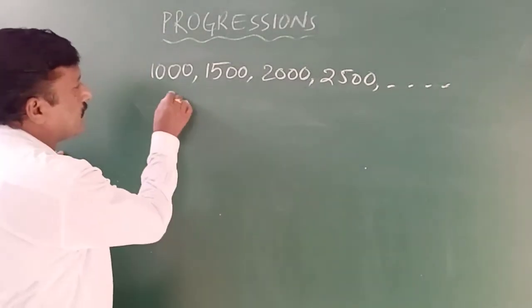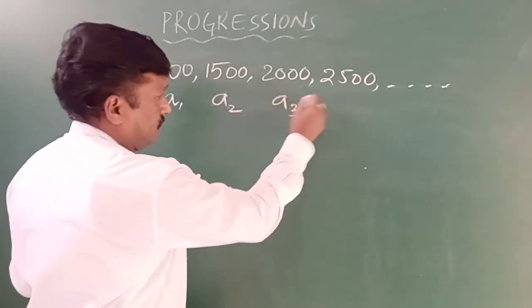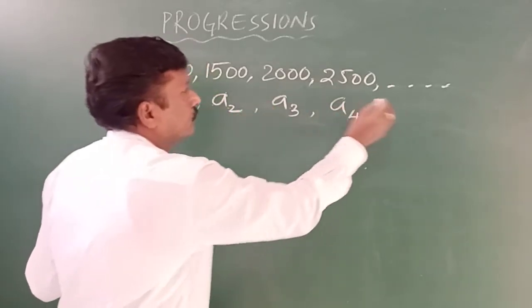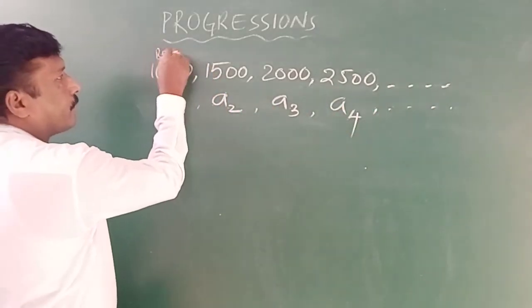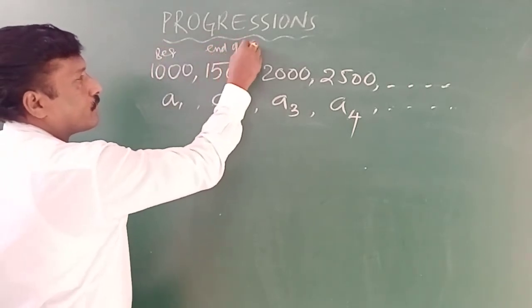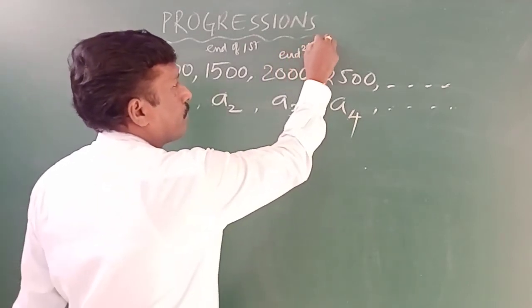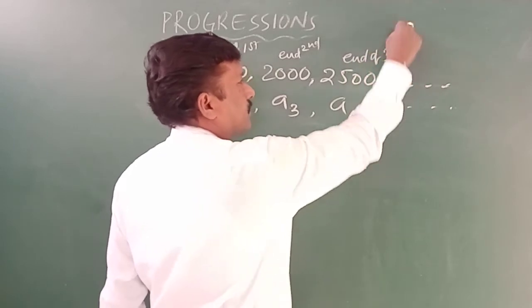When you are writing the terms, you call them the first term, second term, third term and fourth term. Here it is at the beginning. This is the end of the first month. This is the end of the second month. This is the end of the third month.